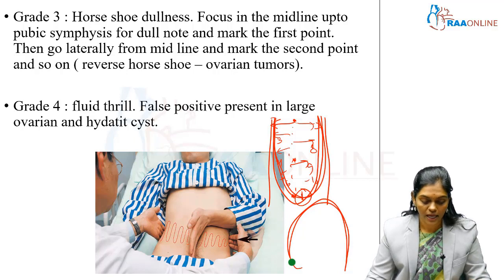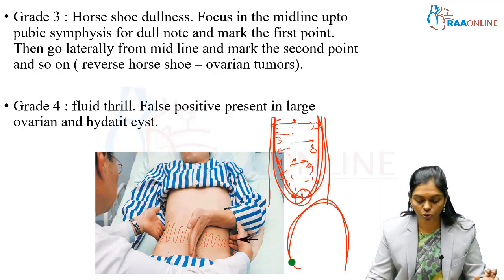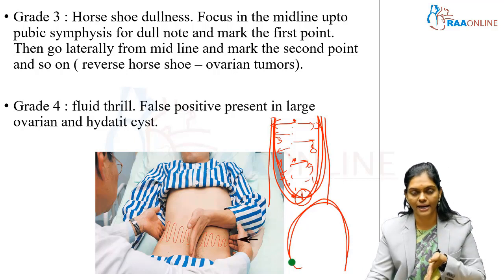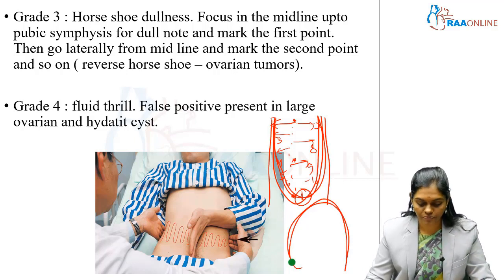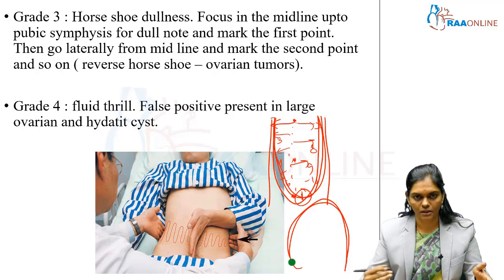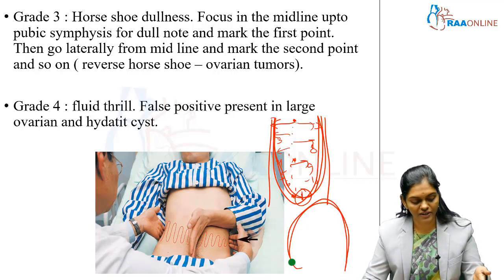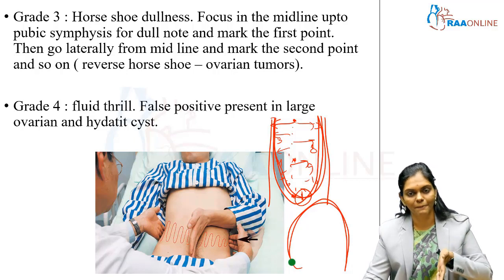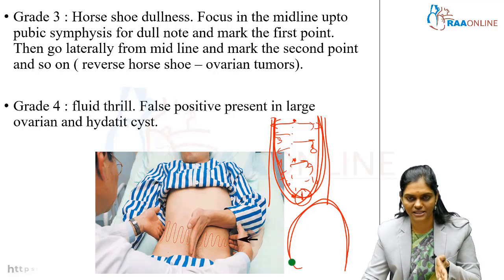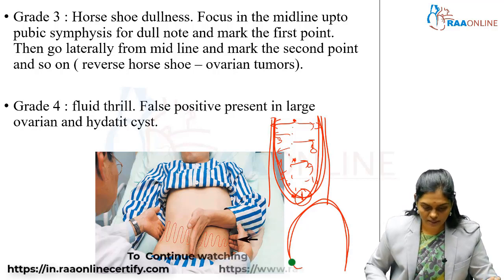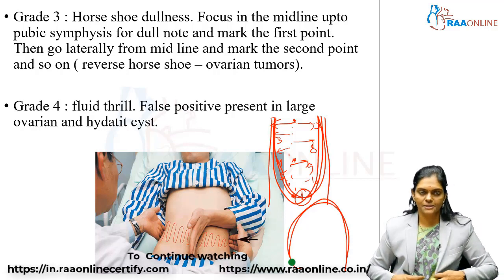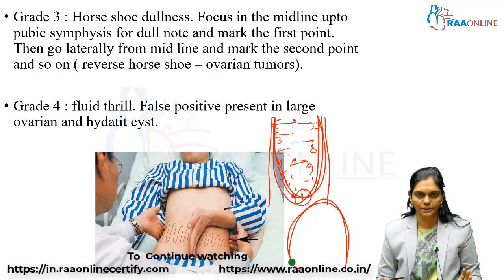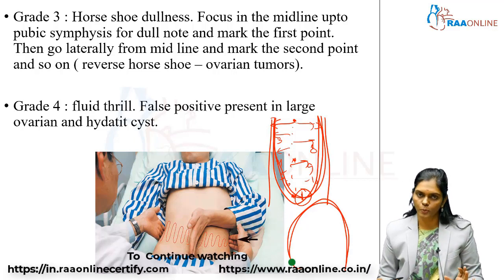And what is grade 4? I've shown here. Grade 4 is fluid thrill. For fluid thrill, you ask the patient to keep their hands in the midline and you tap on one side, and feel the thrill on the other side by keeping your hand there. You tell the patient to keep the hands in the midline so that there is no skin transmission occurring. This is fluid thrill. If fluid thrill is present, it is grade 4 and the patient's fluid is a minimum of 2.5 liters.